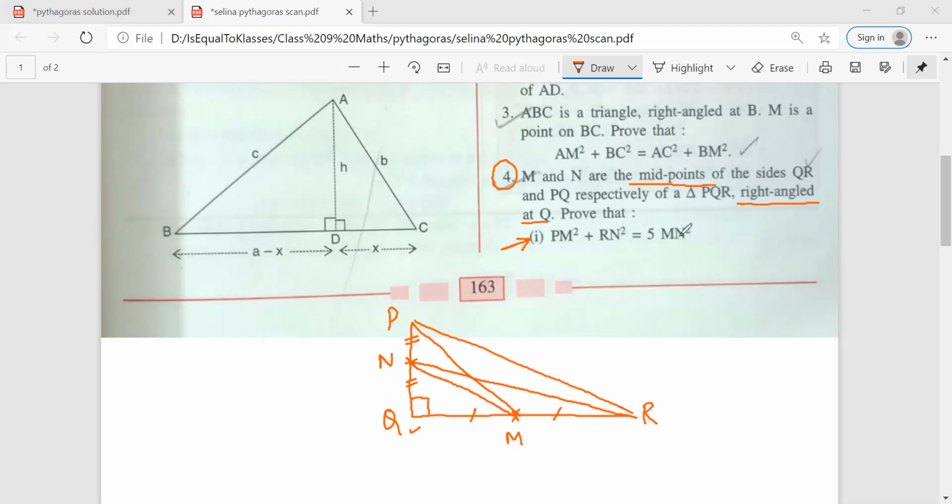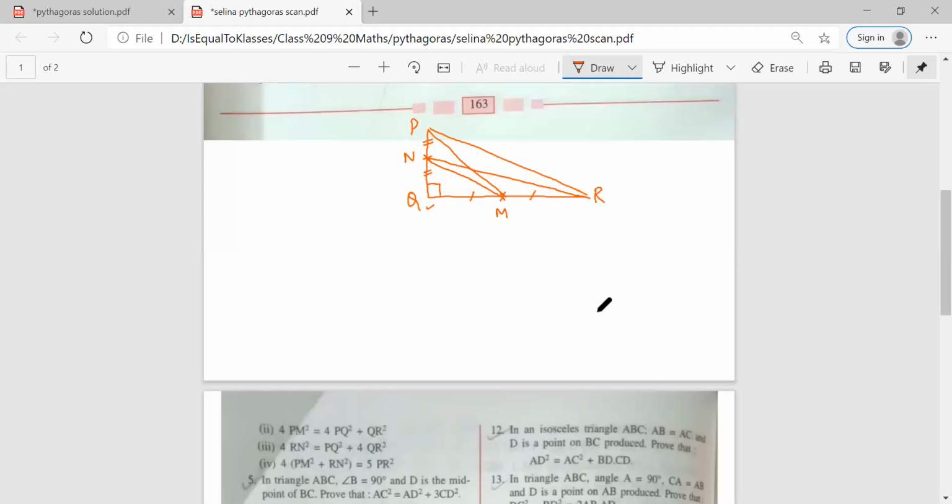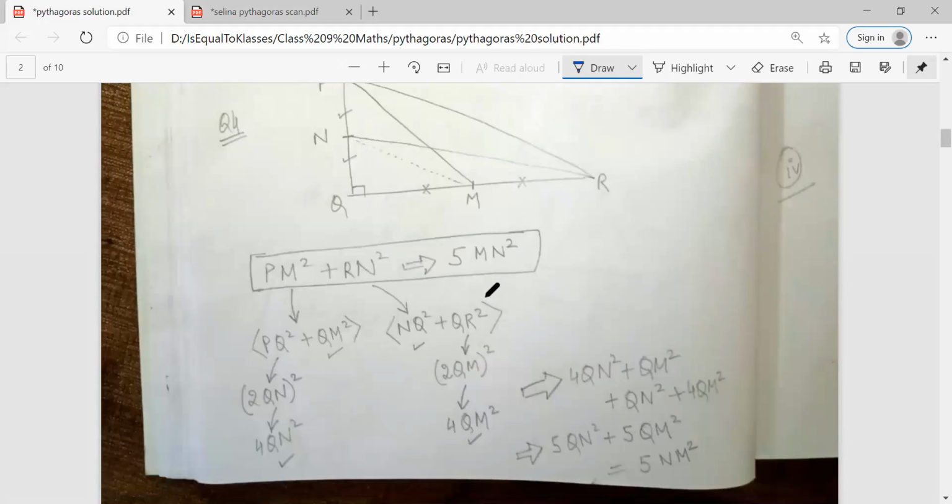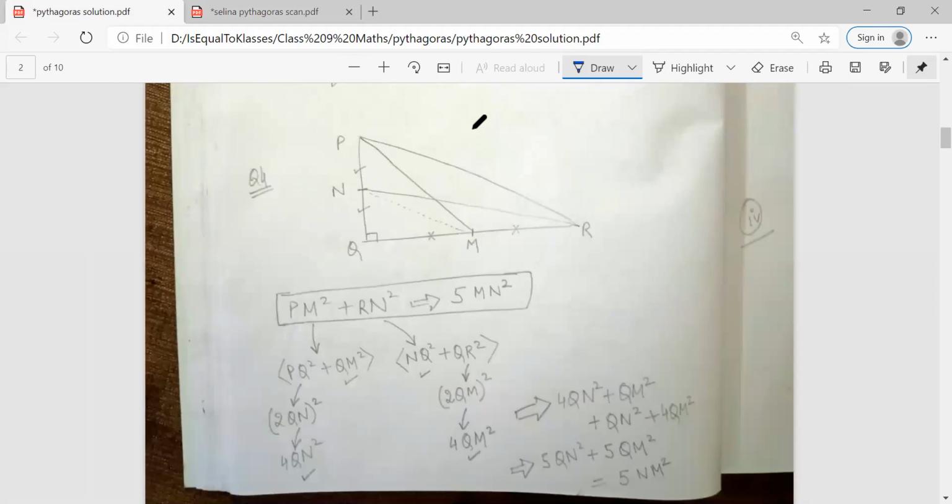Okay, let us look at the other parts also. So in part 2, 4PM square. This is the PM line. This should be equal to 4PQ square plus QR square. Now, how do we prove this? Let us look closely at the solution that we have. This is what I need to prove.